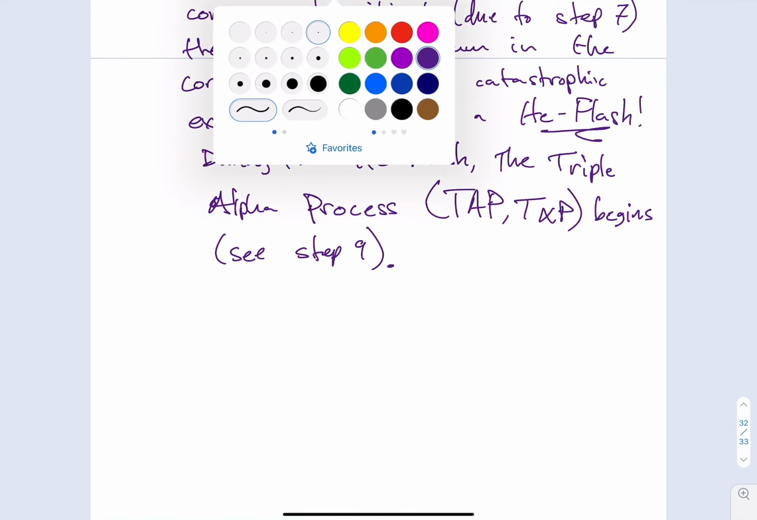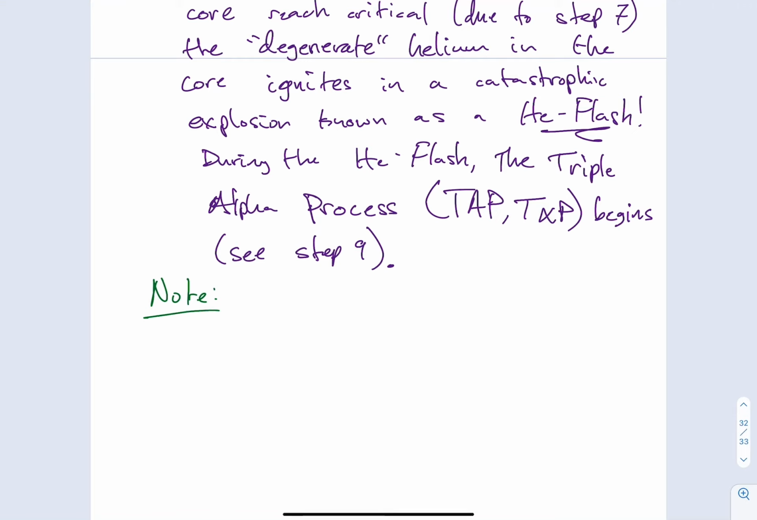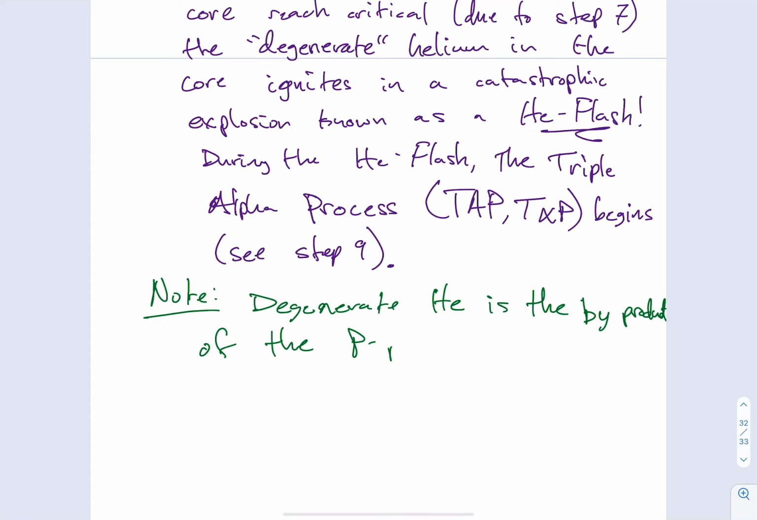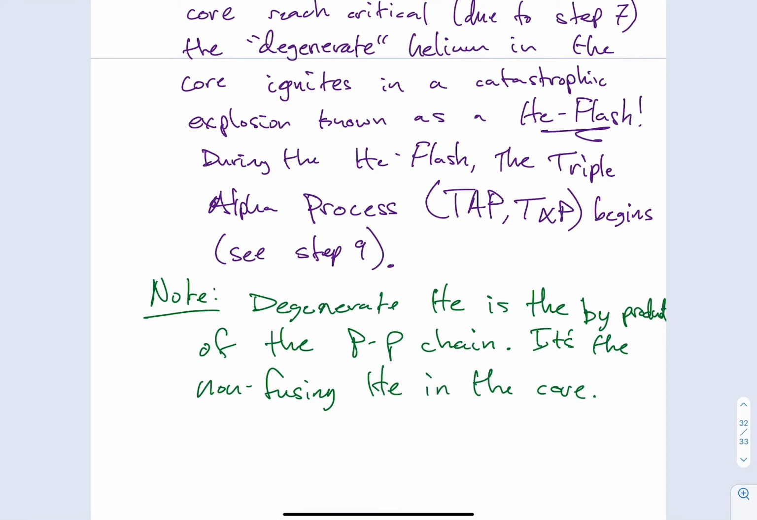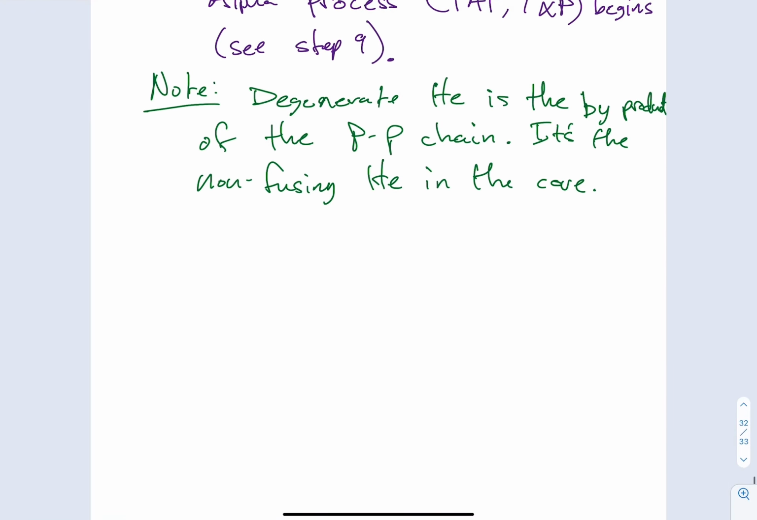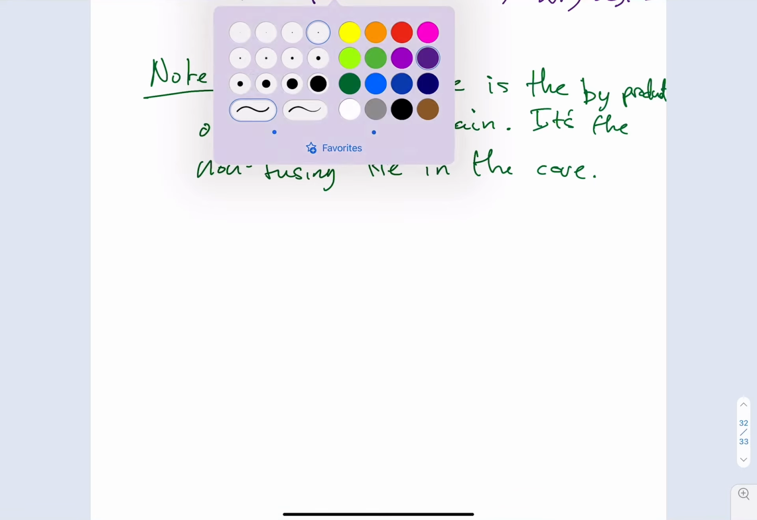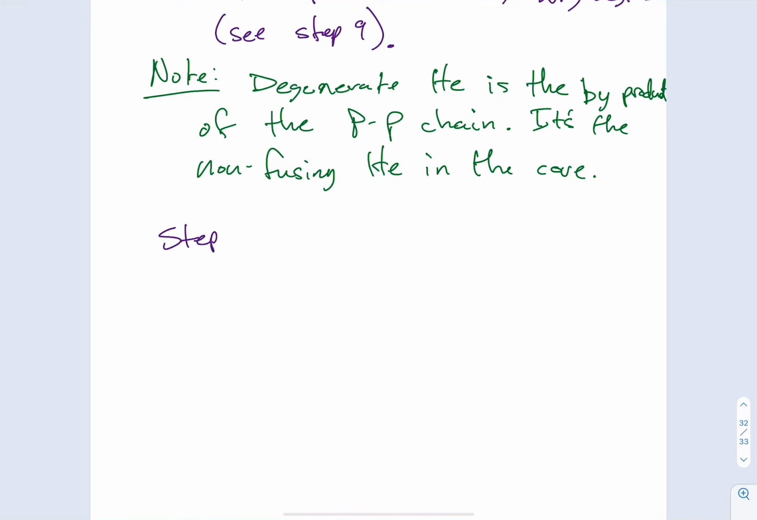And then I want to note the degenerate helium is the byproduct of the proton-proton chain. In other words, it's the non-fusing helium in the core. And it's not until this second collapse that temperatures and pressures are large enough to force this degenerate helium to begin to fuse together. That helium fusion is known as the triple alpha process, and I'm going to give it a whole step, even though this probably happens in a very short amount of time.